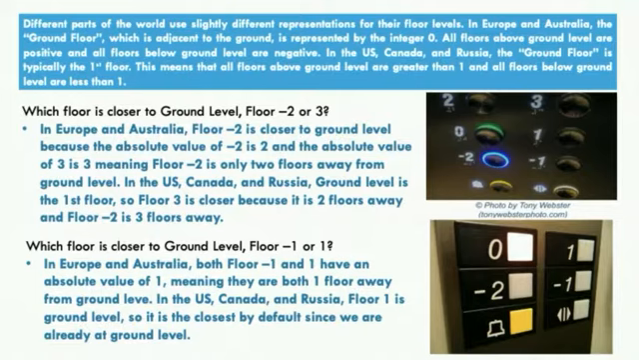Which floor is closer to ground level? Floor negative 1 or 1? Well, in Europe and Australia, both floor negative 1 and 1 have an absolute value of 1, meaning they are both 1 floor away from ground level. In the US, Canada, and Russia, floor 1 is ground level, so it is the closest by default, since we are already at ground level.